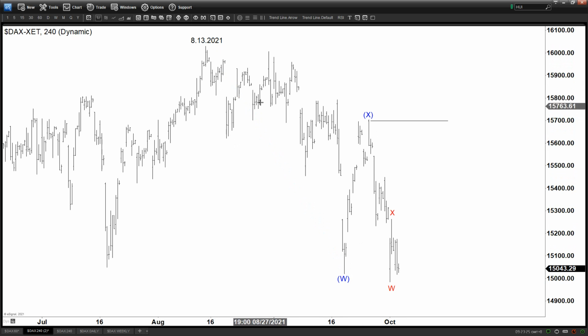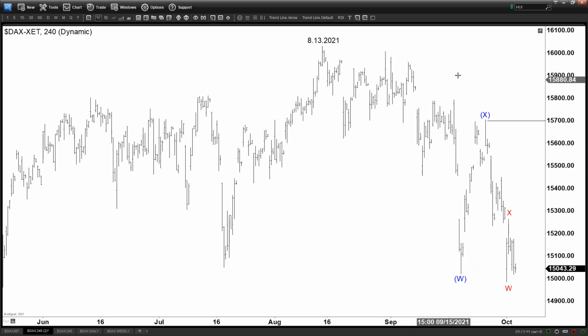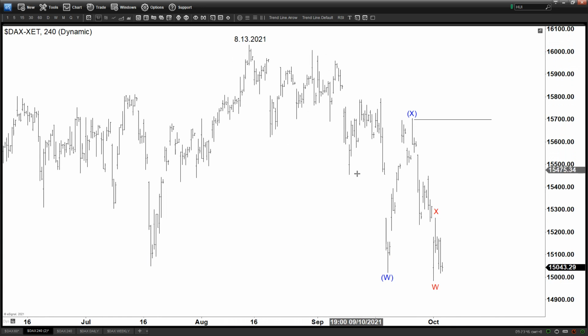Now this is not really a 5 waves because this wave 5 is too big, number one. Number two, we don't have any divergence right here at the lows. Now wave 5 in an impulse needs to have a divergence. It doesn't have a divergence. This is labeled better as a corrective structure down from August 13.